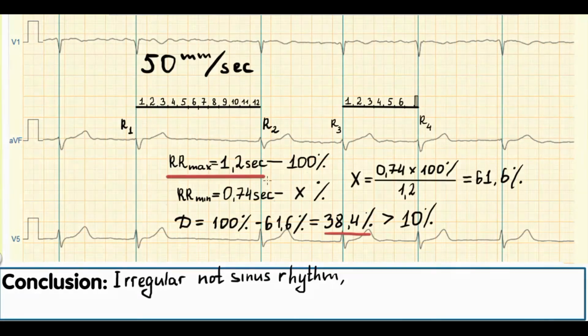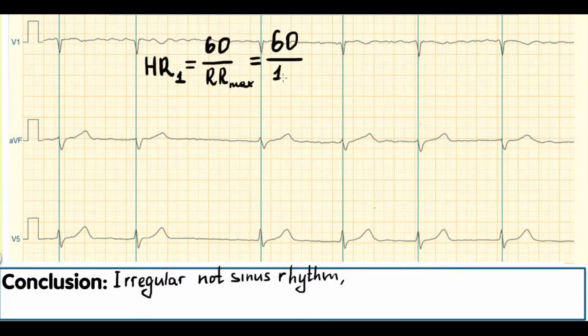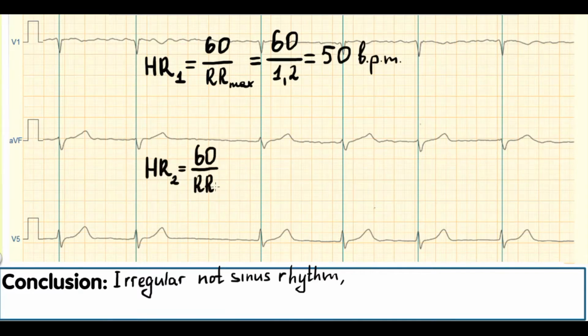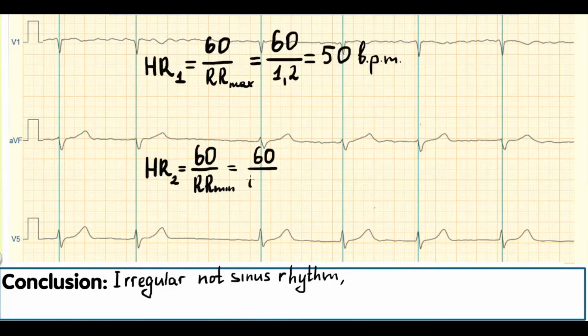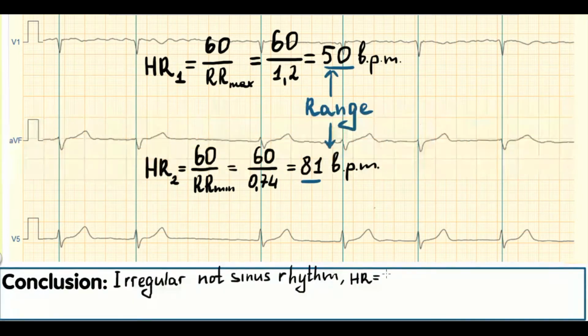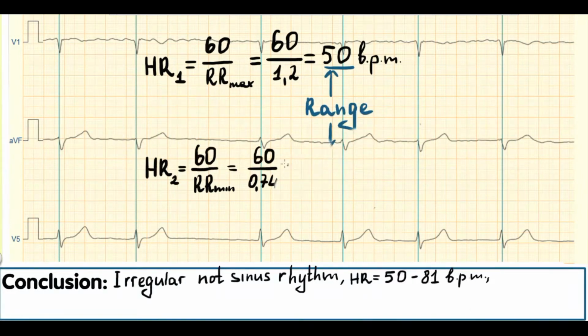The maximal RR interval is 1.2 seconds. So the heart rate for this part is 50 beats per minute. The minimal RR interval is 0.74 seconds. So the heart rate for this part of the ECG is 81 beats per minute. As a result, the heart rate ranges from 50 to 81 beats per minute.